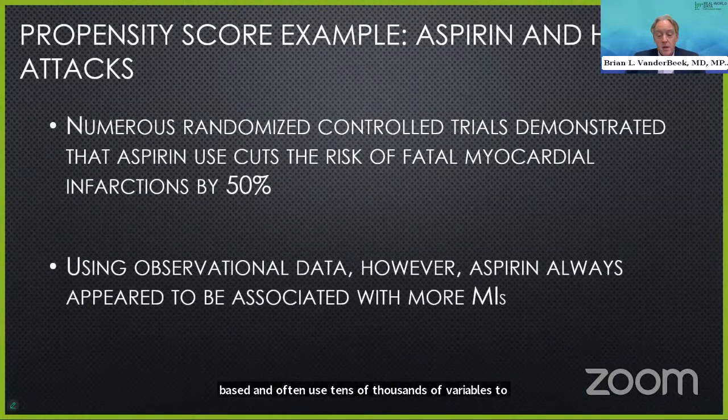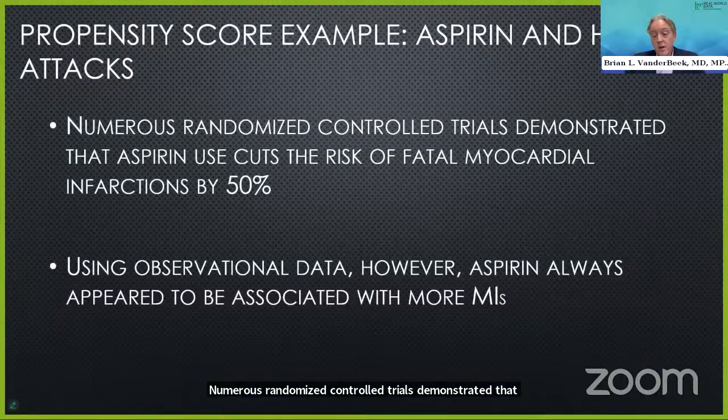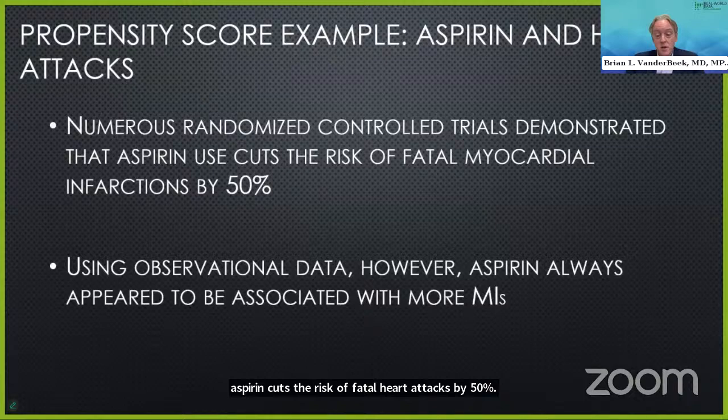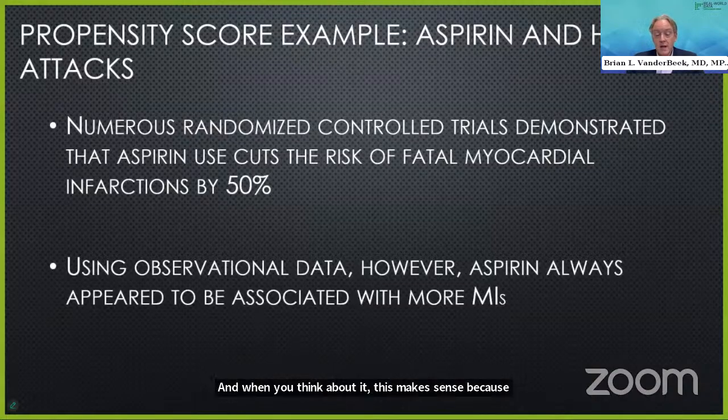So I thought I would go over an example, and why not use the preeminent example that kind of brought propensity scores to the fore, and how they entered into the world of epidemiology and real-world data. Numerous randomized controlled trials demonstrated that aspirin cuts the risk of fatal heart attacks by 50%. However, whenever an observational data study was run looking at this, the aspirin group always appeared to be associated with more MIs. And when you think about it, this makes sense because the people that were getting the aspirin are the ones at higher risk for MIs to begin with.